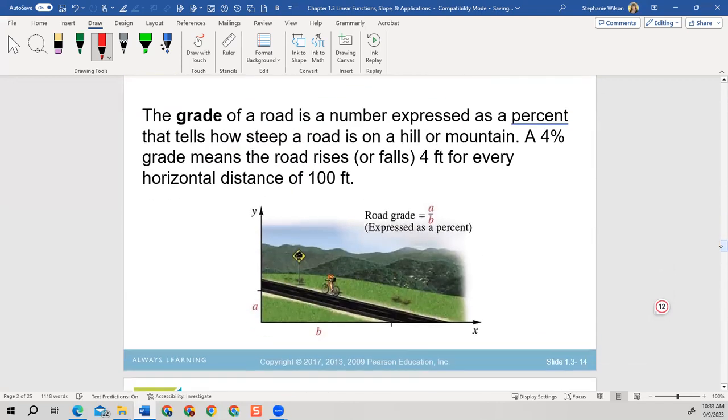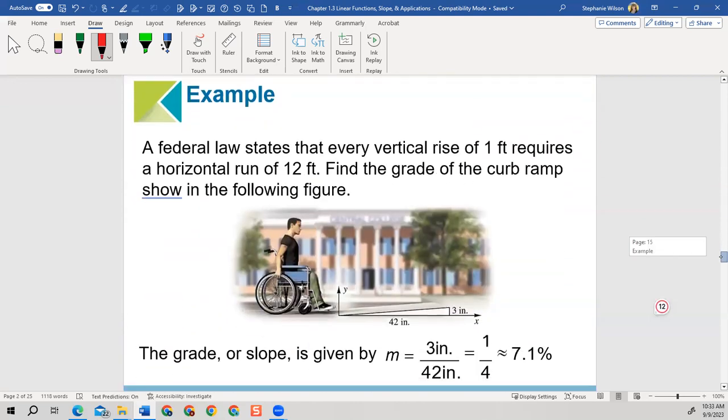So let's talk about this application problem. It says the grade of a road is a number expressed as a percent. That tells how steep a road is on a hill or mountain. A 4% grade means the road rises or falls 4 feet for every horizontal distance of 100 feet. Okay, so that makes sense.